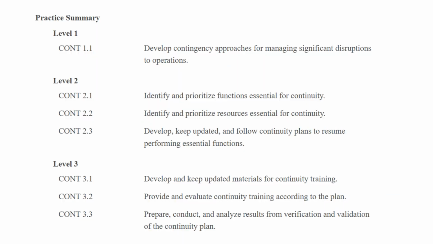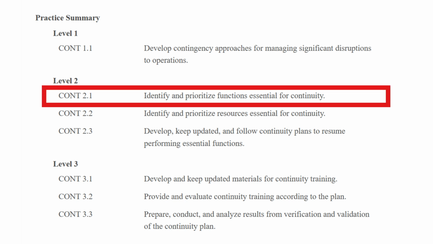When we move to the level 2 practices, these contingency approaches become a lot more formalized. CONT 2.1 looks for us to identify what functions within our organization are most critical to enable business continuity. This can sometimes be an emotive subject that needs to be considered carefully and dispassionately. Many hugely important organizational functions may not be deemed essential when looking at them through a continuity perspective.